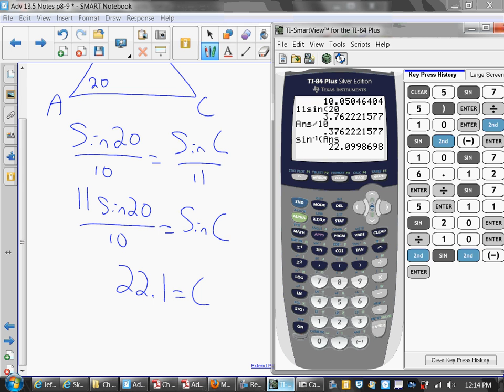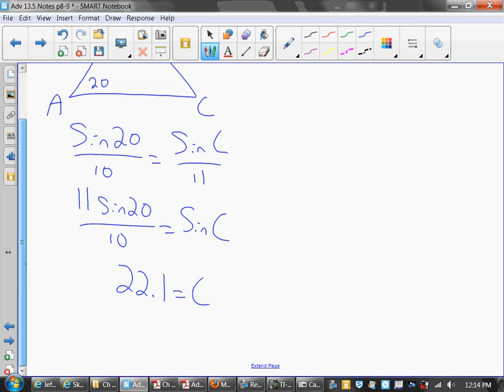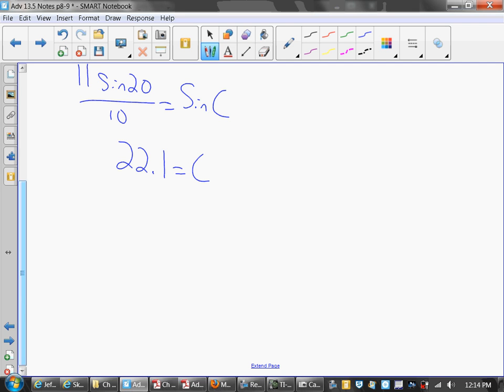So all you have to do is, when you have two triangles, you find that first angle like you would normally. And I know that angle C could be 22.1 or 180 minus 22.1, which is 157.9. So that means that angle C has two possible values.